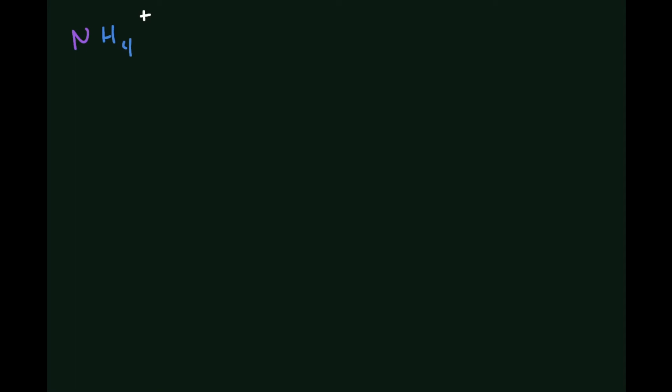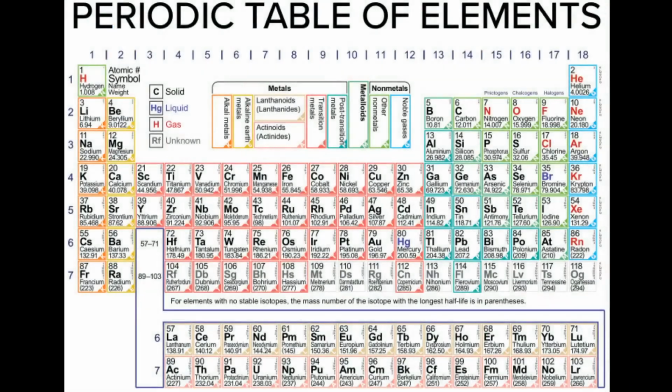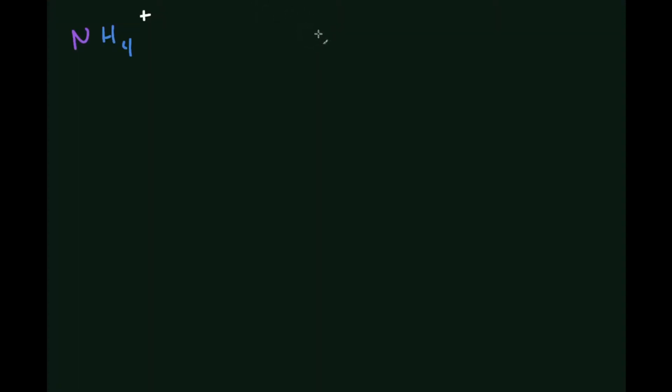So here's an example of an ammonium ion. Ammonium is going to be NH4+. If we go back to our periodic table, nitrogen is going to be in group 15, so that has 5 valence electrons. Hydrogen is in group 1, so that has 1 valence electron. So let's count our electrons. So we have nitrogen, so that has 5 valence electrons, and since we only have 1 of them, we're going to multiply it by 1, so we have 5 valence electrons.